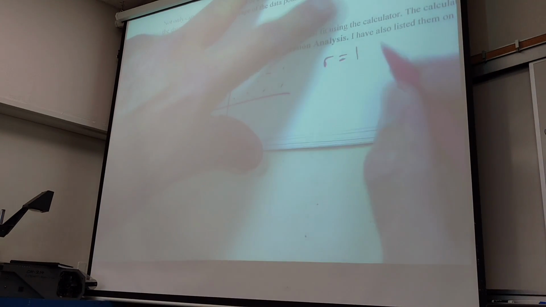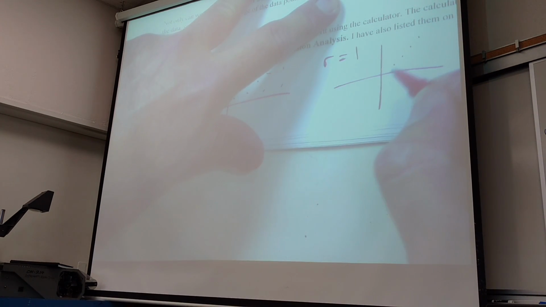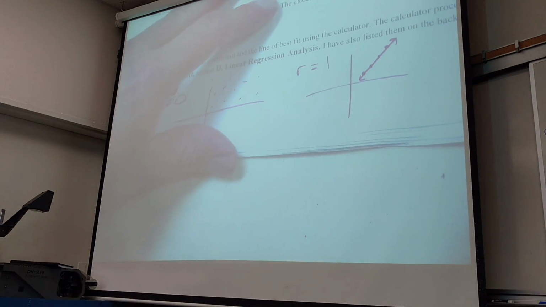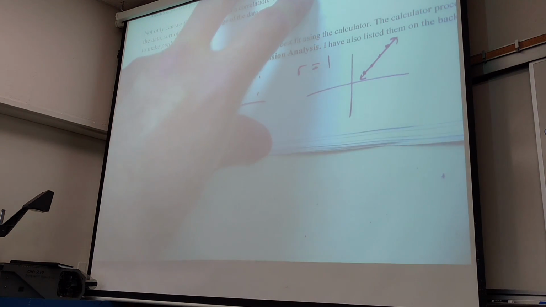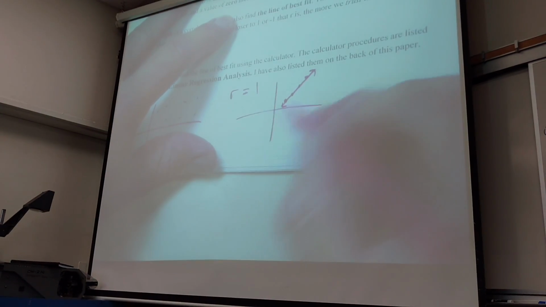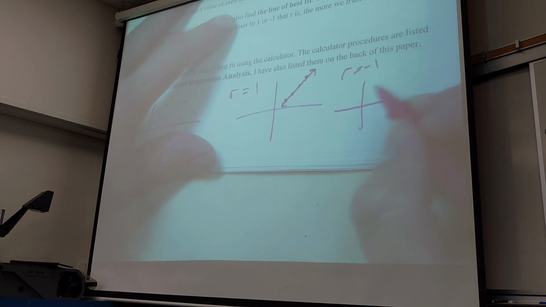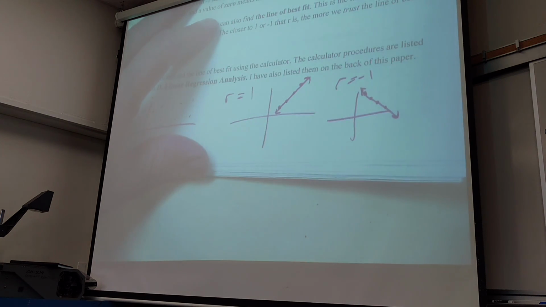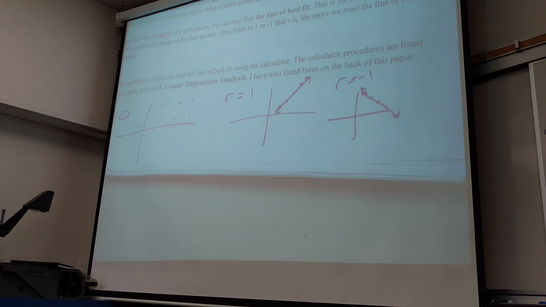R equals 1 would be perfect positive correlation. They all line up and every single data point is on the line. That's perfect positive. So R equals -1 would be perfect negative correlation. Very few things in the real world are perfectly correlated, so there's going to be something away from 1. It's going to be a little bit away from the straight line.